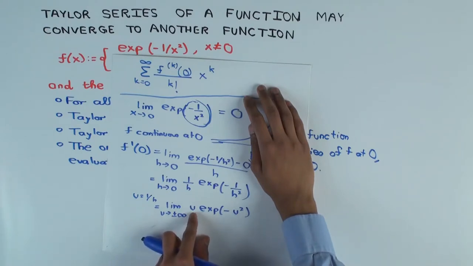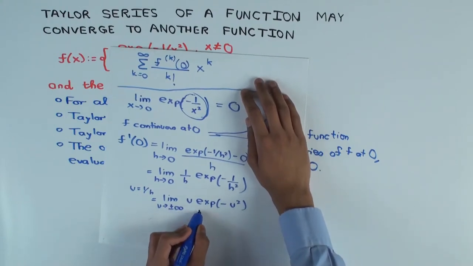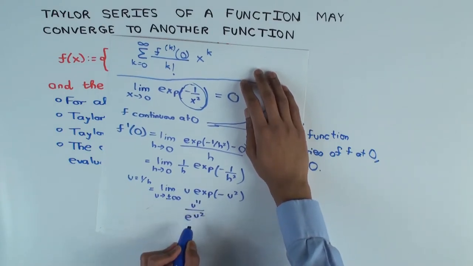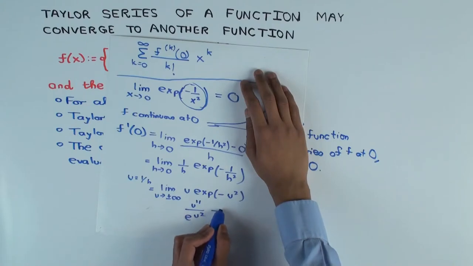Now, this is polynomial growth, right? This, on the other hand, is exponential decay because you have a minus here. Another way of thinking of it is, this you could write as u divided by e to the u squared. This is polynomial growth and this is exponential decay. So what happens when you multiply them? What does it go to as u approaches plus minus infinity? Zero. And so f prime 0 is 0.